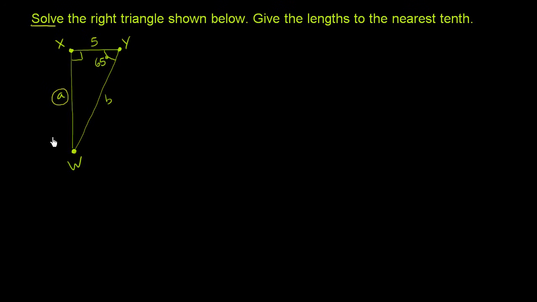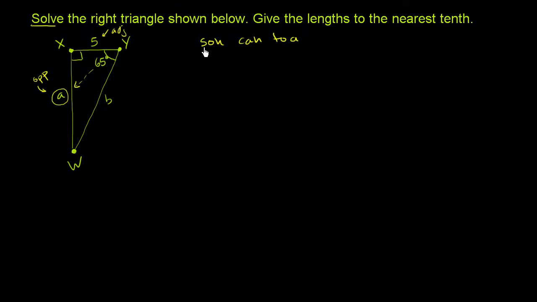Well, what do we know? We know this angle y right over here. We know the side adjacent to angle y. And length A, that's the length of the side that is opposite to angle y. So what trigonometric ratio deals with the opposite and the adjacent? So if we're looking at angle y, this is the opposite, and this right over here is the adjacent. Well, if we don't remember, we can go back to SOHCAHTOA.